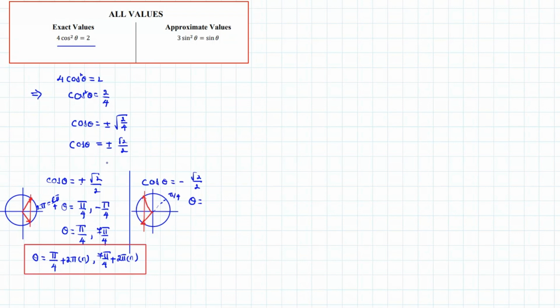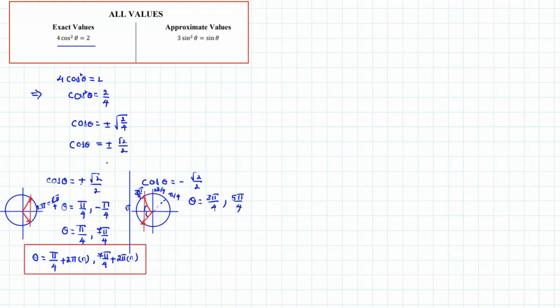Okay, so these are the solutions in 0 to 2 pi, but we have to find all the values, so we have to add the period of the cos function. So that is 3 pi over 4 plus multiples of 2 pi, since the period of the cos function is 2 pi, and 5 pi over 4 plus 2 pi n, where n is an integer. Okay, so these are the solutions of this equation.